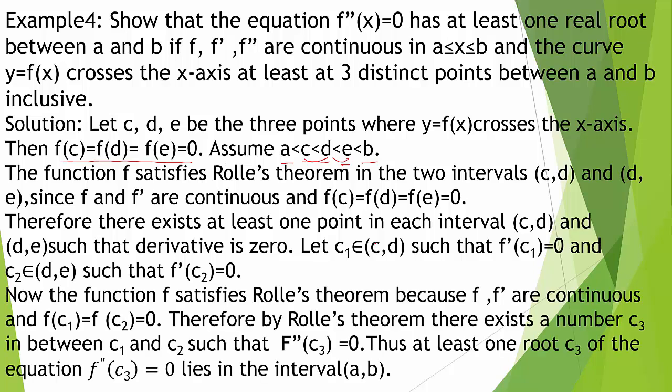Now the function f dash satisfies Rolle's theorem because f and f dash are continuous and f dash of c1 equal to f dash of c2. Therefore, by Rolle's theorem, there exists a number c3 in between c1 and c2 such that f double dash c3 equal to 0. Thus, at least one root c3 of the equation f double dash x equal to 0 lies in the interval AB. This is the proof.